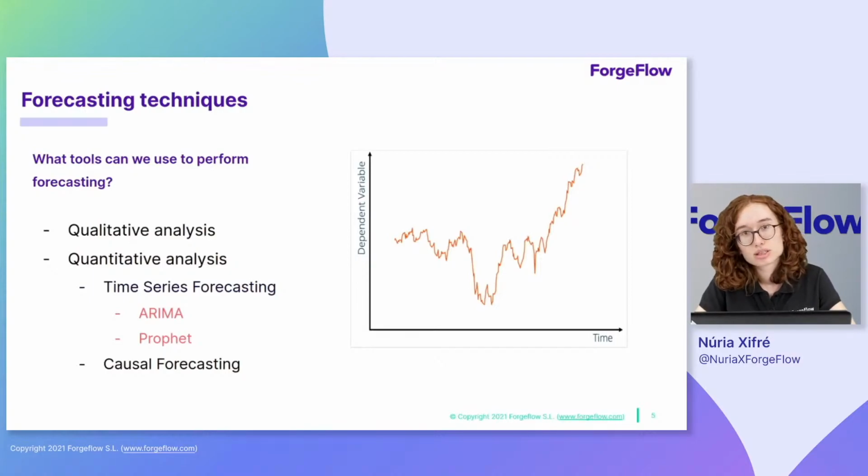Our 2 models, Arima and Prophet, I mentioned before, are inside the first group, time series forecasting. This group is based on the fact that time is the main regressor or explanatory variable of our variable of interest. The variable of interest could be leads, sales, supplier lead times.